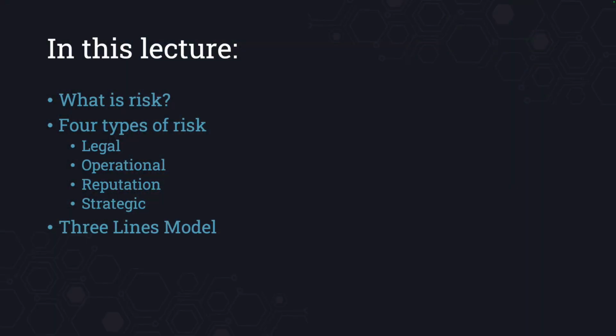In this lecture, we are going to return to the topic of risk. We will review very quickly what risk is. We will then discuss the four types of risk: legal, operational, reputation, and strategic. And we will conclude with a very brief discussion of the 3 lines model.